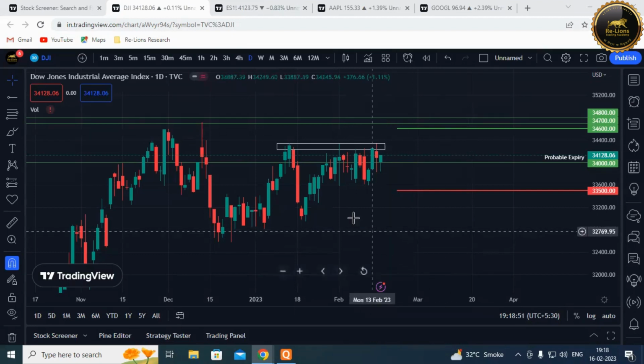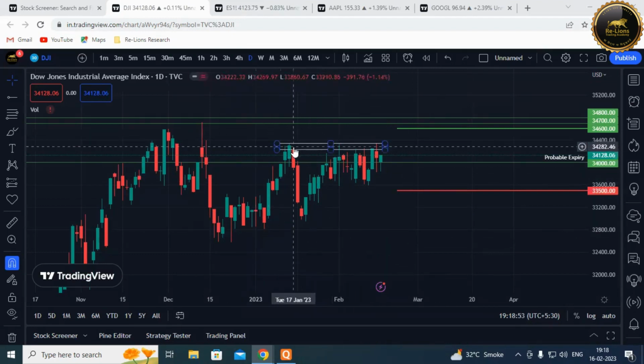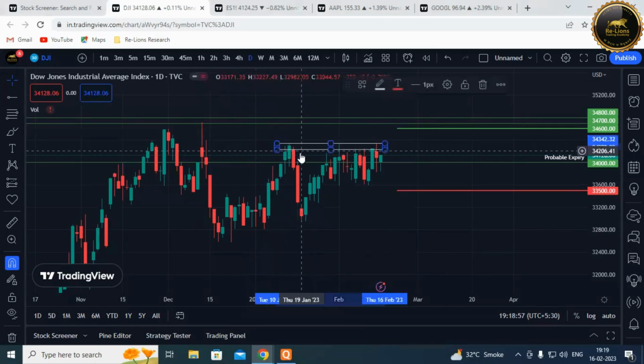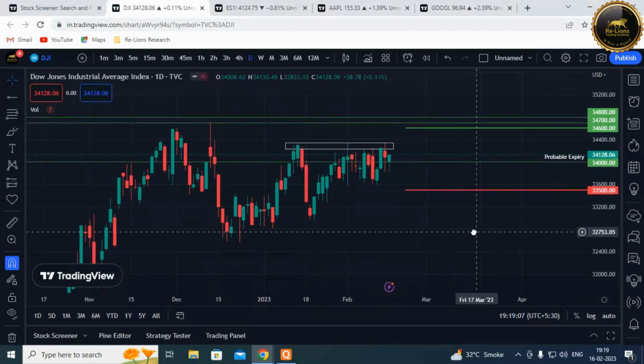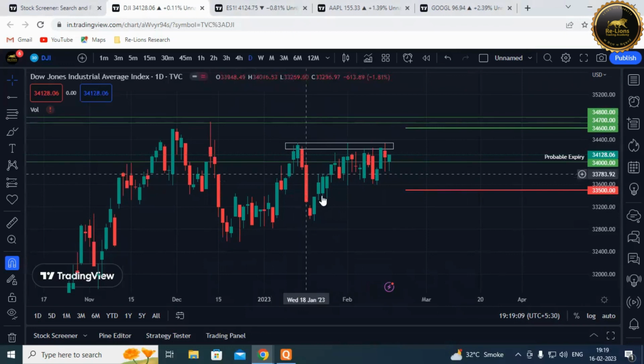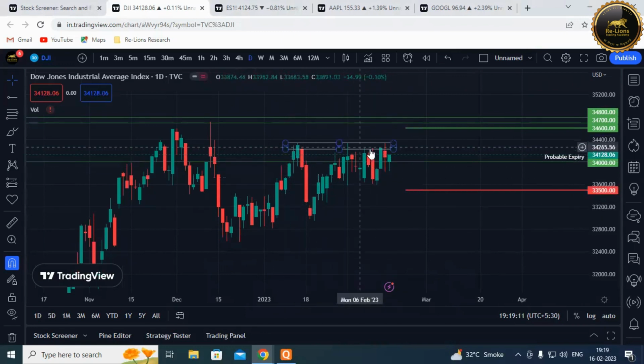As you can see, the price is taking resistance, or getting resisted, in this range, that is between 34,220 to 34,340, a range of about 100 points. And if you look at this price action, around 34,400 it obviously has a very strong resistance.